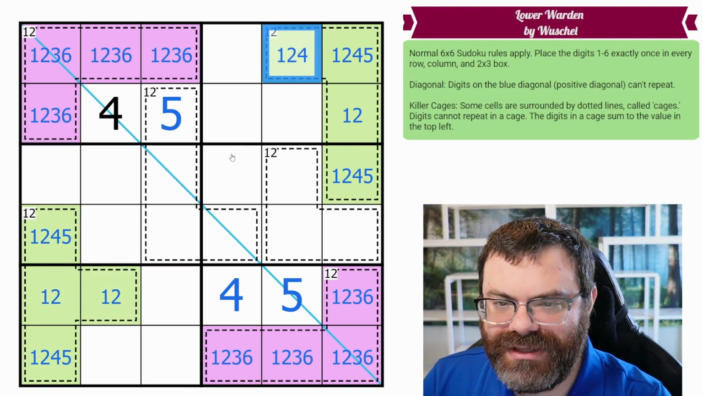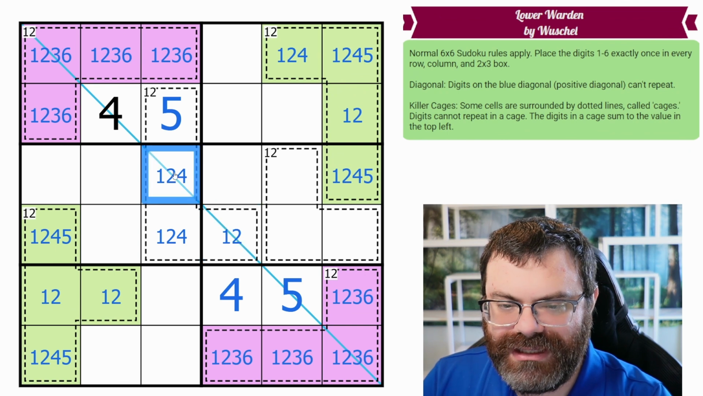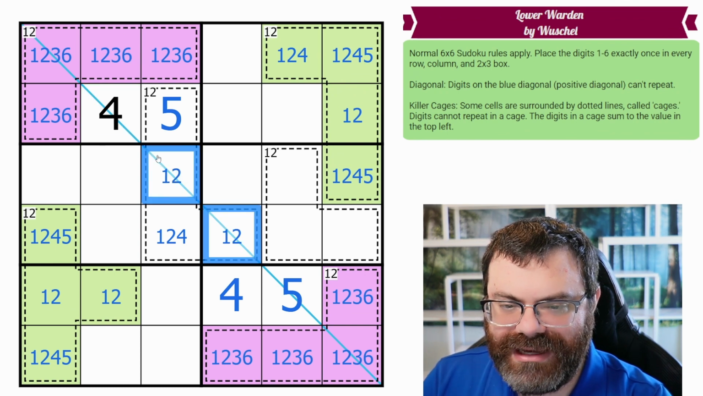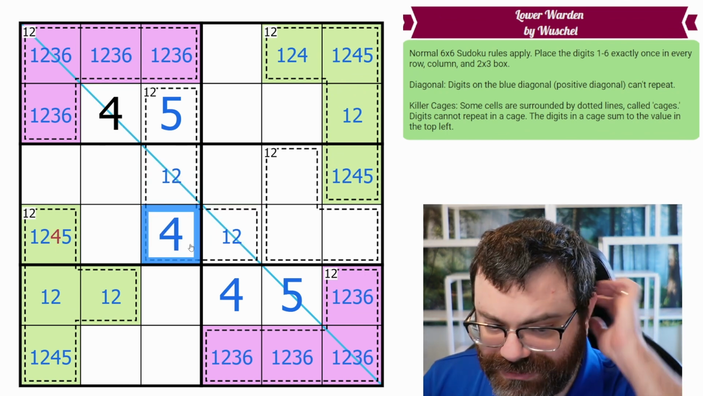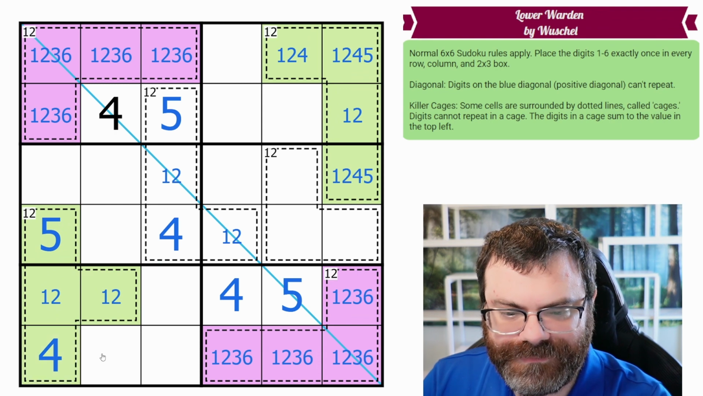Okay. So the other thing we've done is we put a 5 in here. And so that means this is a 1, 2, 4, 5. So we can put 1, 2, 4 in here. And the 4 is on the diagonal, so it cleans up both of those. So this is a 4. Nice, this is going smoothly. This is a 1, 2 pair in this cage, so we can actually get the 5 and the 4 here now.